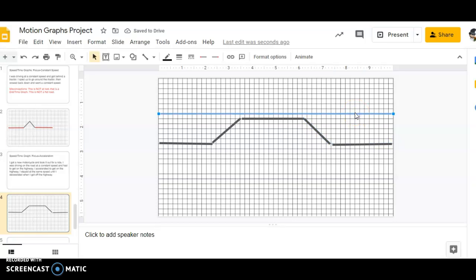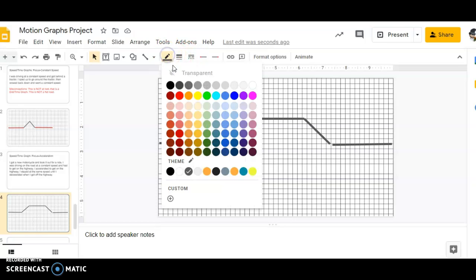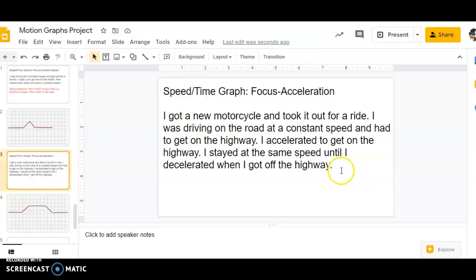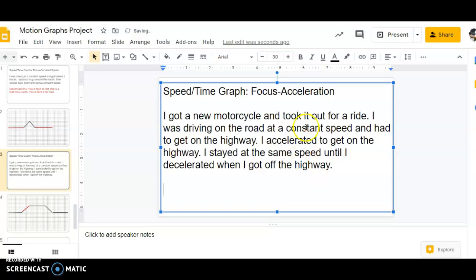Now, the big thing that I'm looking at is acceleration. So the only one I'm going to change on this one is acceleration. When I accelerated, does that fit my story? Yes. What are my misconceptions? And this is going to be a good example of one of these. I'm glad this is going to work out like this.